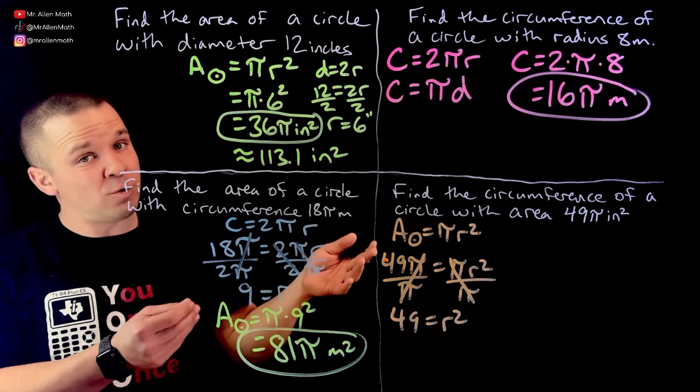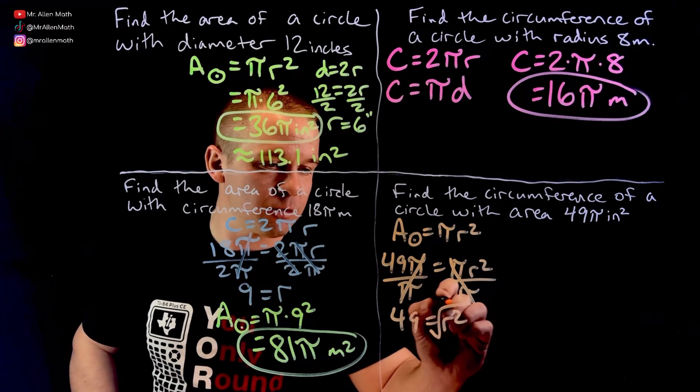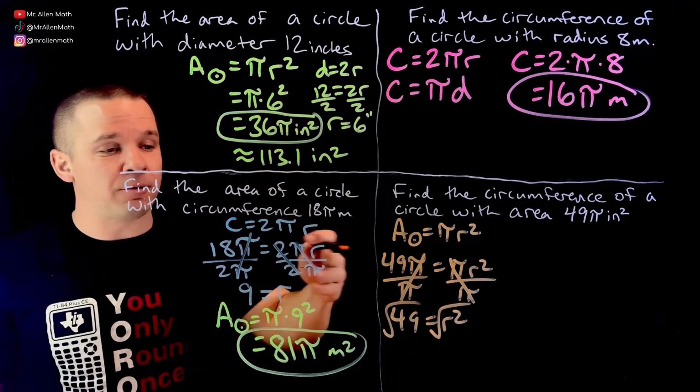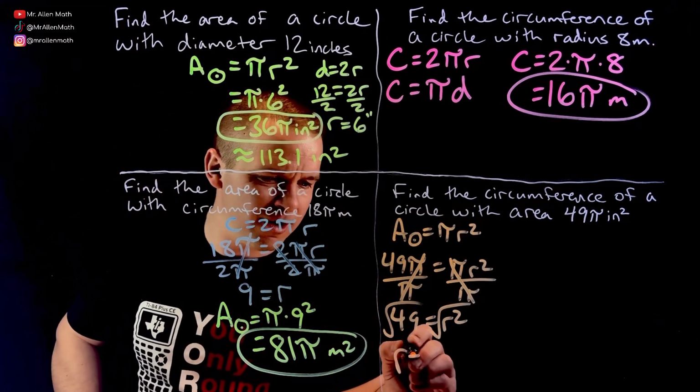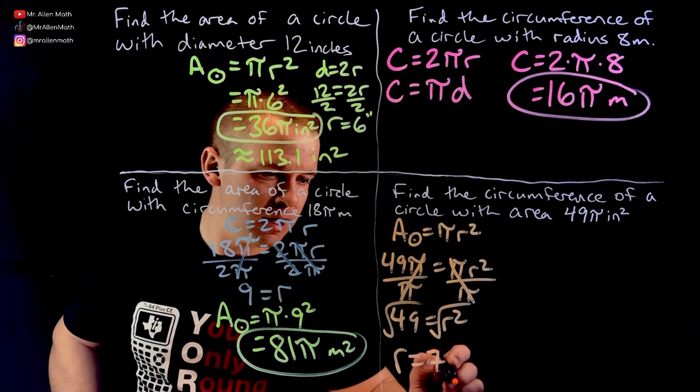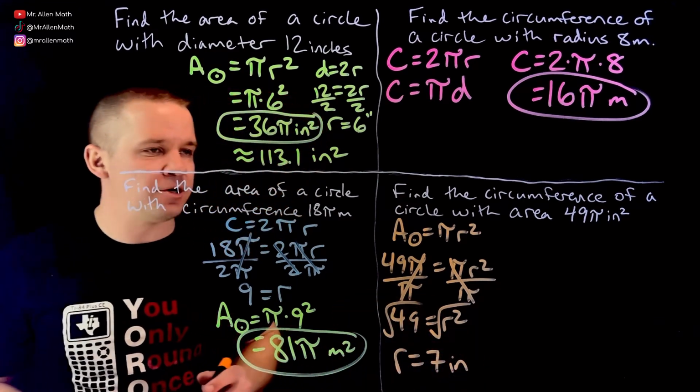How do I get rid of squared or an exponent of 2? I'm going to square root. That is the inverse operation of squaring. So then I get r equals 7 inches. There we go. Those are units.